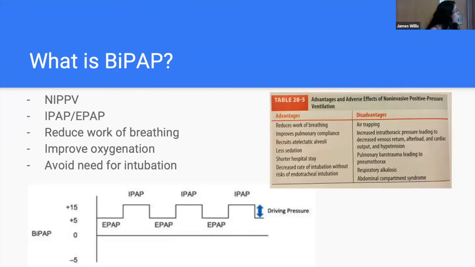So what does BiPAP do? It reduces your work of breathing by increasing pulmonary compliance and recruiting alveoli. It also improves oxygenation and decreases hypercapnia by increasing your tidal volumes and minute ventilation. So basically, in summary, it stents your airway open and improves gas exchange.